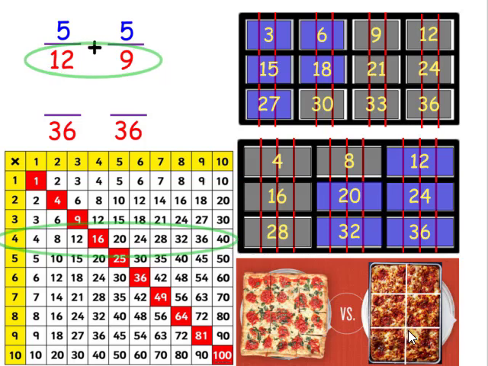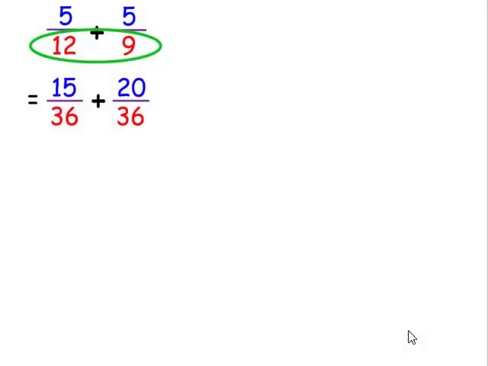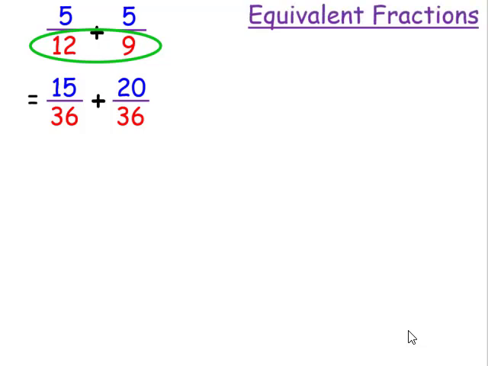And that's our denominator. In the blue sections on the top, we can see we have 5 pieces, and we're multiplying it by 3. That would give us 15 pieces. And the other one would be 5 times 4, and that would give us 20 pieces. Now we can add these up because we have what we call equivalent fractions.